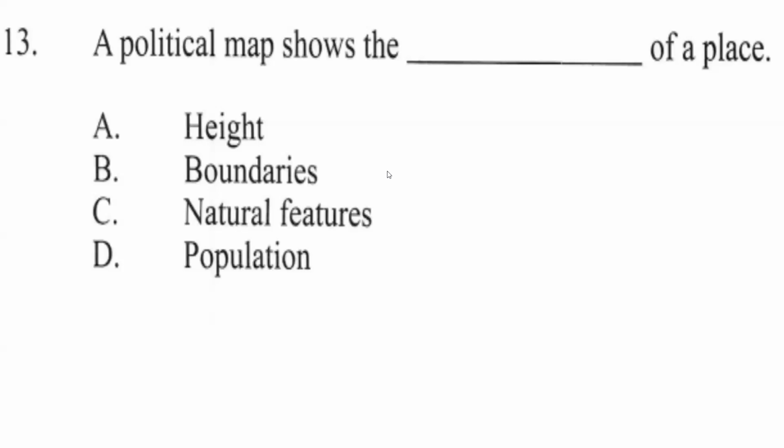Can I try? Yes, you can try. Is it D? Depopulation? Anyone else want to try? A political map. C. Someone said C, natural features. Who said C? Say it again. Doranique said C.